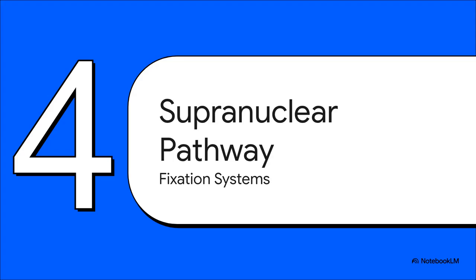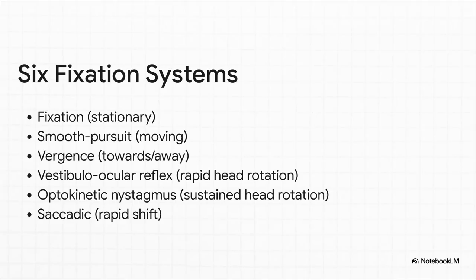Finally, Section 4, Supranuclear Fixation Systems. We're completing our initial roadmap with the supranuclear pathway. This pathway represents the overarching cortical and cerebellar command centers that dictate exactly how our eyes maintain or acquire visual targets. Think of these as the incredibly complex software algorithms controlling your camera lenses. In primates, our vision is built to detect objects and scrutinize them. To pull this off, we have 6 distinct systems.